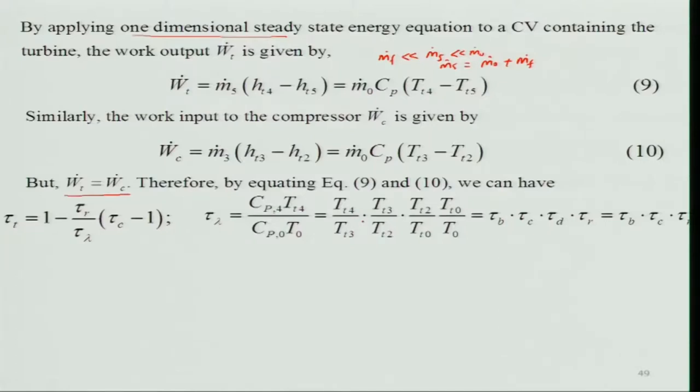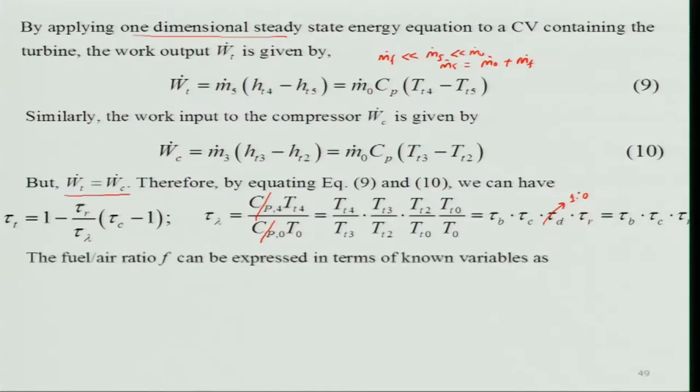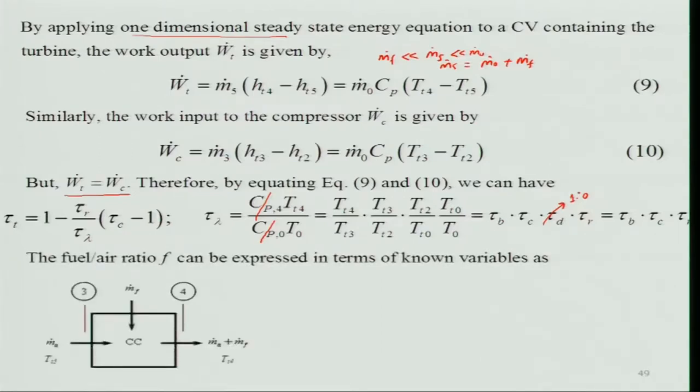So if you look at it, you can rewrite it, because this will cancel out: Tt4 by Tt3 into Tt3 by Tt2 into Tt2 by Tt0 and Tt0 by T. So you can write it in terms of tau b, tau c, this is the compressor, and tau d is for the air intake, and tau r. And you know that tau d is equal to 1, because it is an adiabatic process, we are saying no heat is going out. In a real situation it cannot be, but under ideal situation it is okay. So the fuel air ratio can be expressed in terms of known variables, as we will have to consider these combustors, similar to what we did in the case of a ramjet engine.